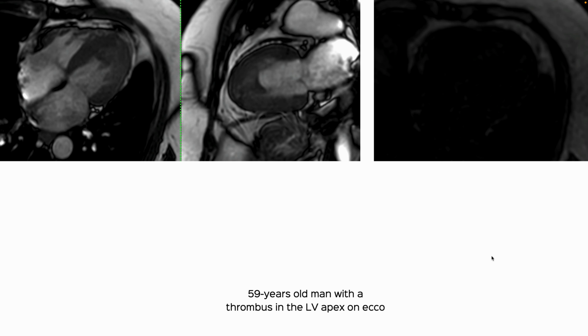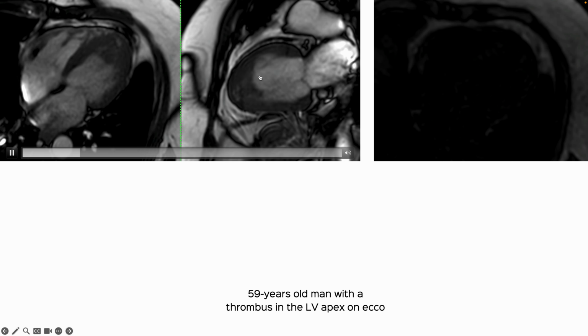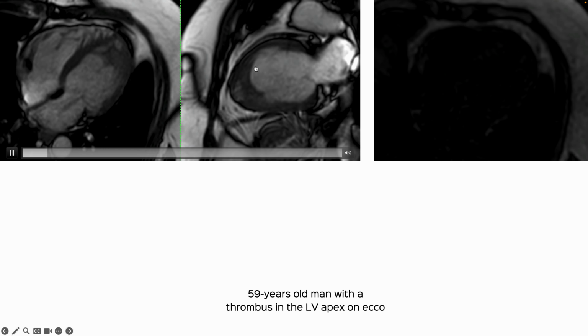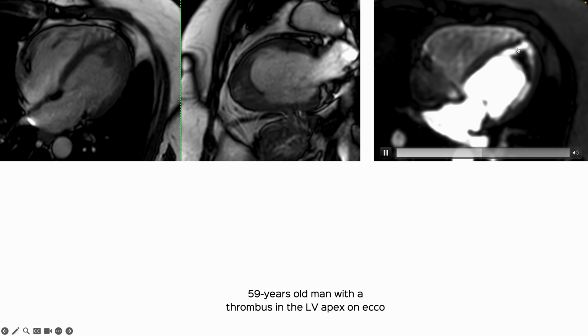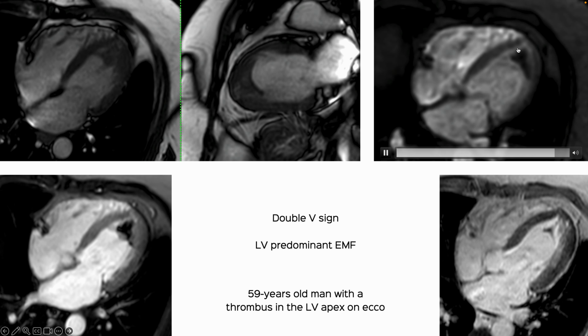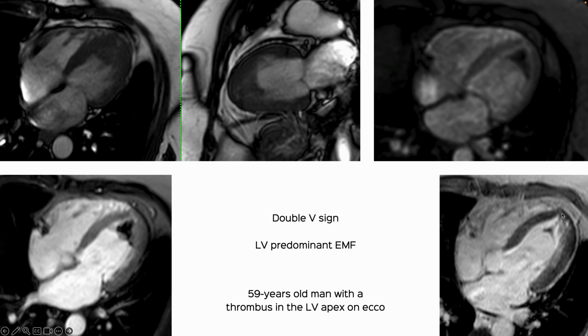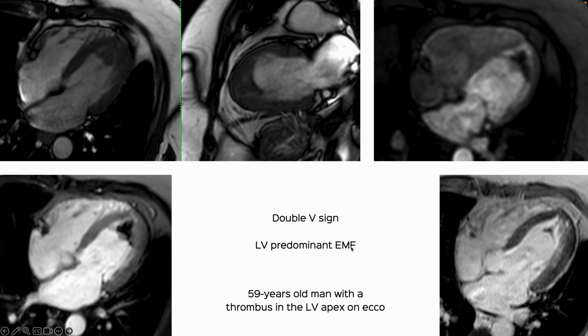The last pseudotumor is this. There is a thrombus in the left apex on echo. Classic triangular shaped appearance here. You can see that on the first pass. It's beautiful, and this is actually the double V sign. And that's very characteristic of endomyocardial fibrosis.